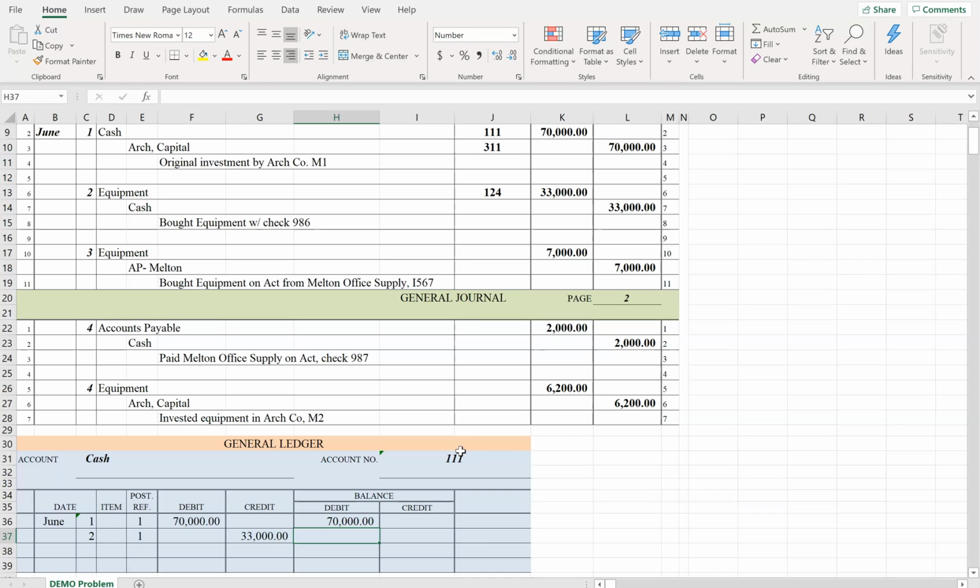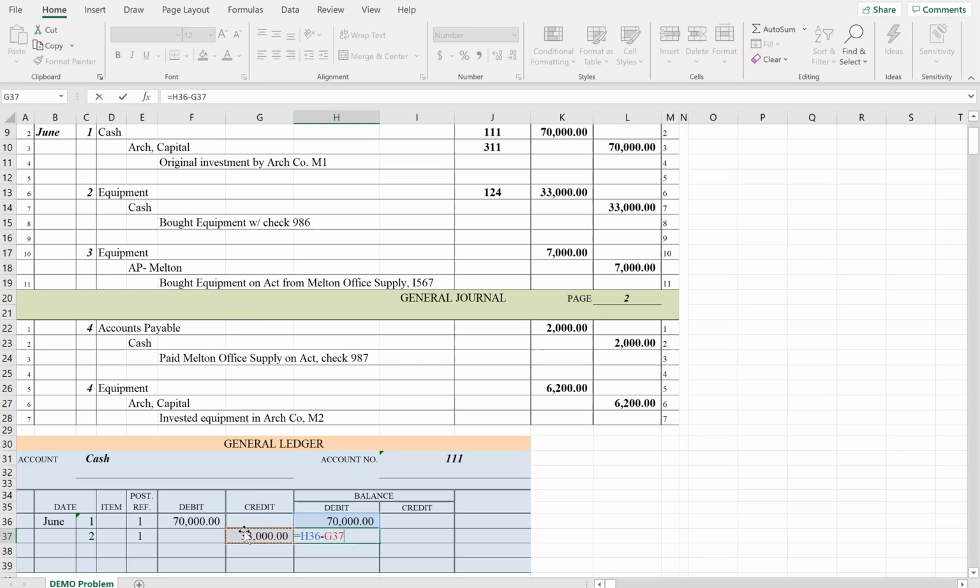commas already come in. Okay, so now for updating the balances, here's where we're going to use formulas, okay? It's going to be equal to the previous balance of $70,000, okay? And then since this is a credit, we're going to subtract it because they're in opposite columns. When they're in opposite columns, they get subtracted from each other, okay?